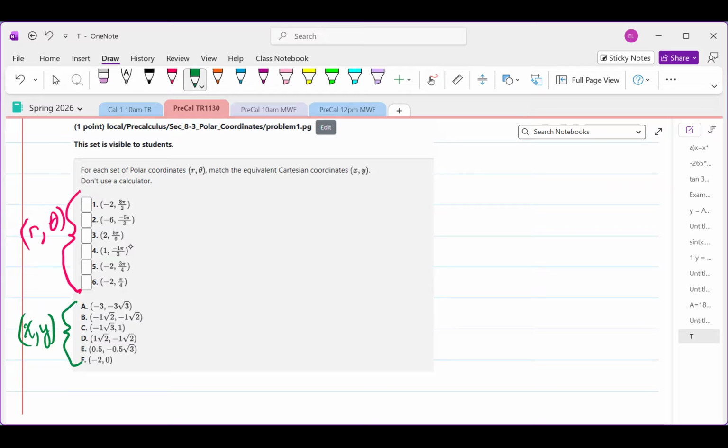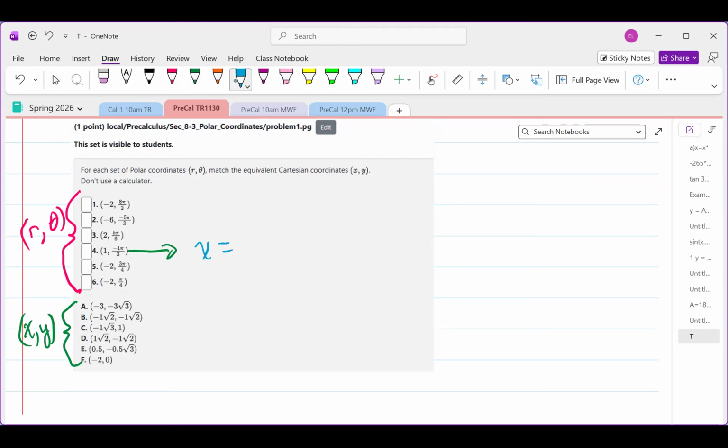So they're just wanting us to take each of these polar points and figure out what the XY coordinates are that go with them. And this direction is actually very straightforward. We can just use x equals r cosine theta, y equals r sine theta, and we'll directly get those numbers. So let's see which guy is like weirdest. Maybe number 4 here.